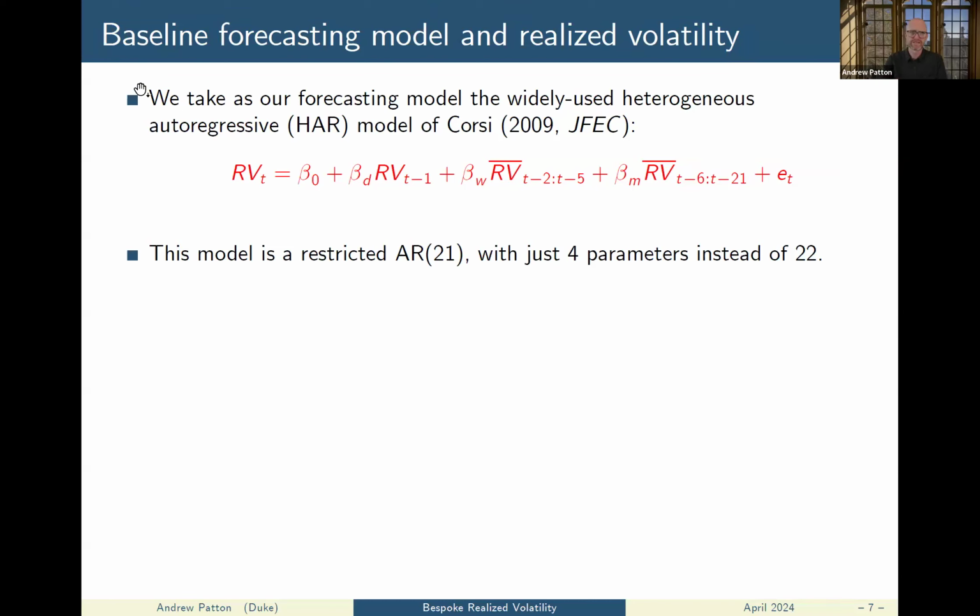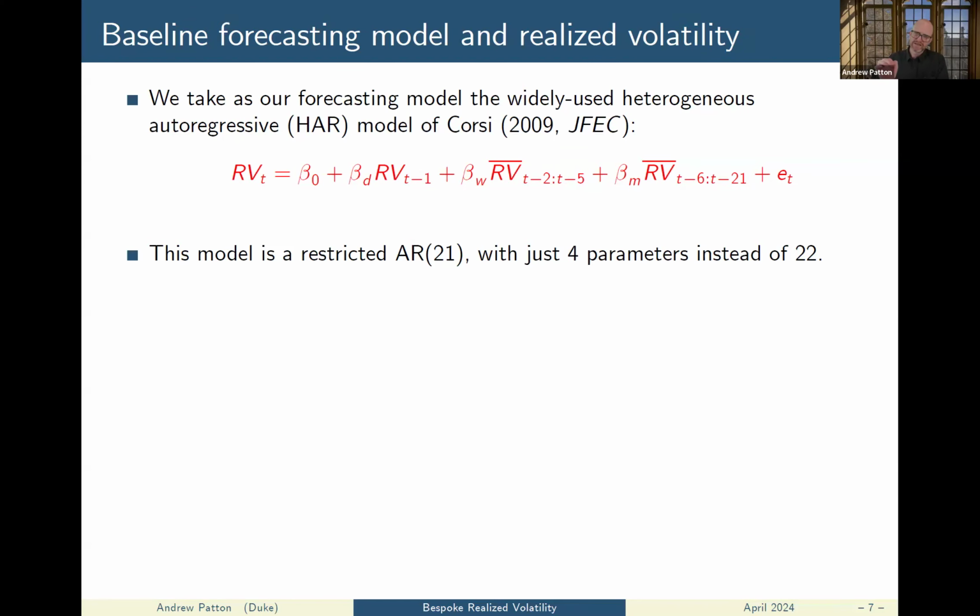So the equation up here in red has a notation that I need to explain. We're forecasting day T realized variance with day T minus 1 realized variance, the average of realized variance from days T minus 2 to T minus 5. So this is like the weekly average variance, but not including yesterday. And then the average realized variance from T minus 6 to T minus 21. This is the monthly average realized variance, but excluding the first week. So I make these 3 terms non-overlapping. Of course, that doesn't change the fit. This just makes the parameters a little easier to interpret.